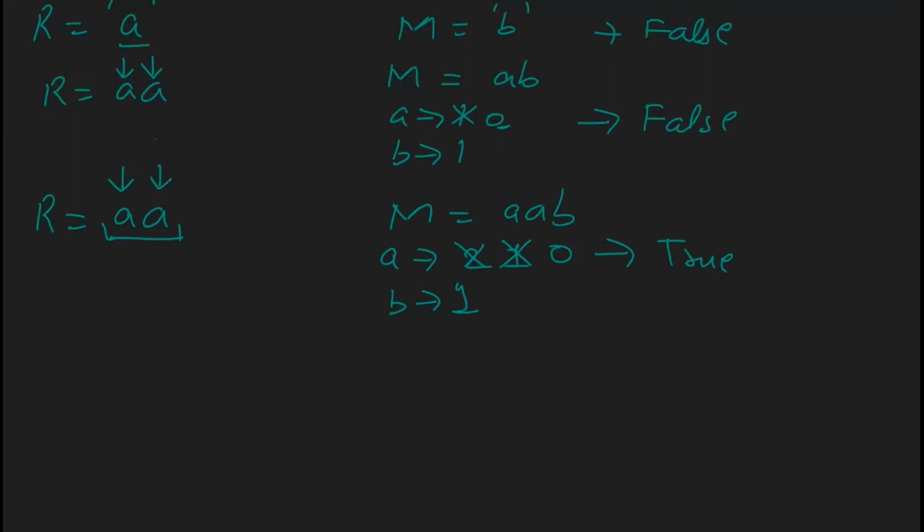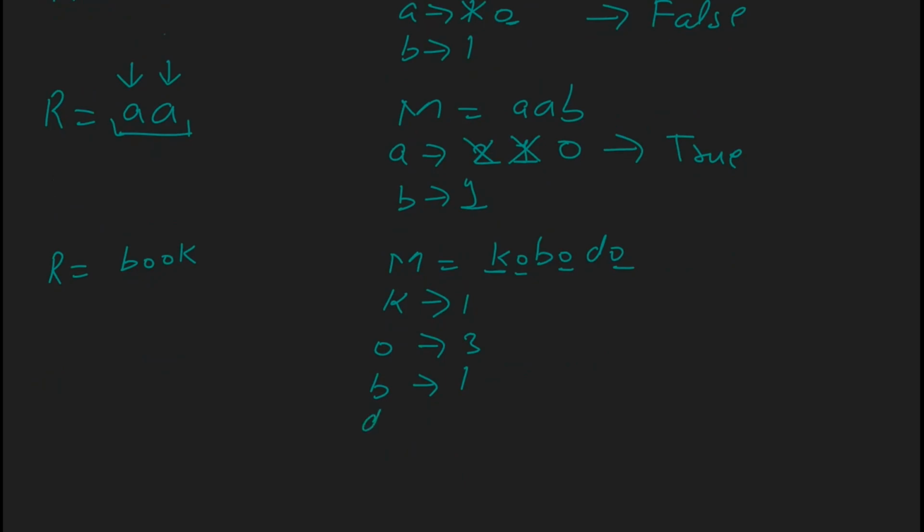Let's take one more example. Suppose we have a magazine in which the characters are K, O, P, O, D, O only, and the ransom note that we want to create is, suppose, book. First thing is we will count the frequency of all characters available in our magazine. First is K. The number of K in our magazine is 1 only. Then the number of O: 1, 2 and 3. So we have 3 O in our magazine. Then we check B. The number of B is again 1. Then D, which is also 1. Now we have found the frequency of all the characters in our magazine.